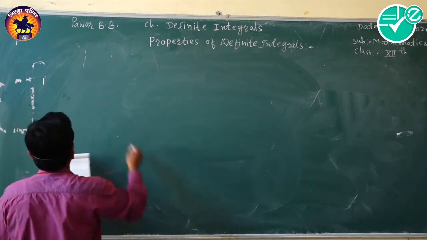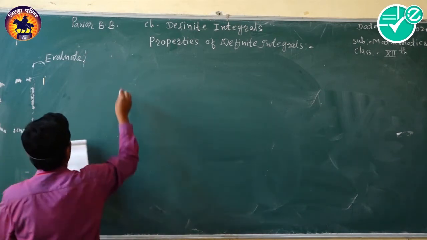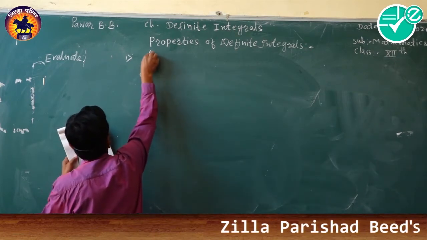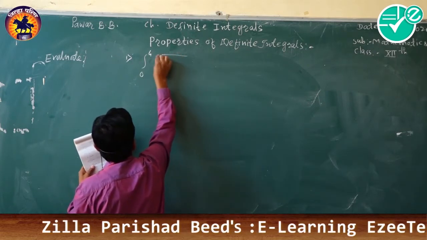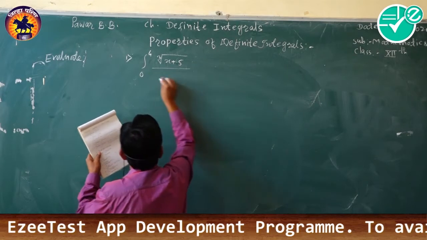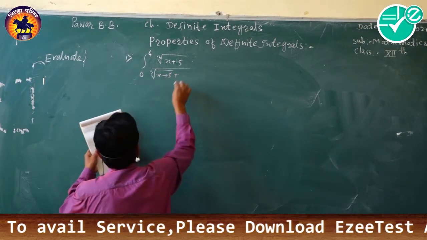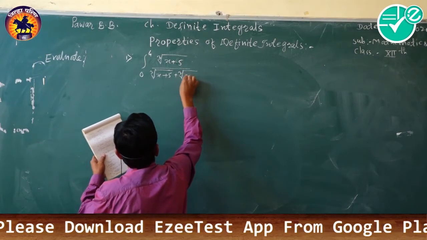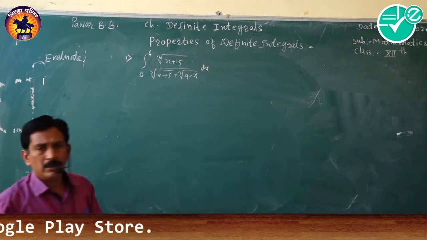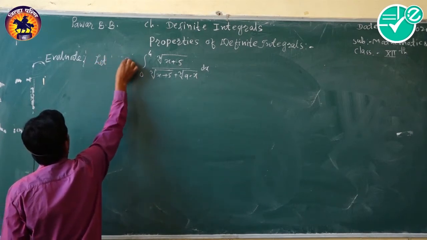Now take down. Evaluate number 1, integration from 0 to 4 cube root of x plus 5 divided by cube root of x plus 5 plus cube root of 9 minus x dx. Now here let I is equal to this.